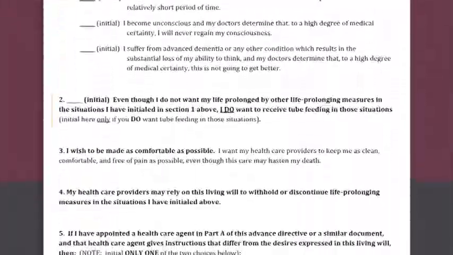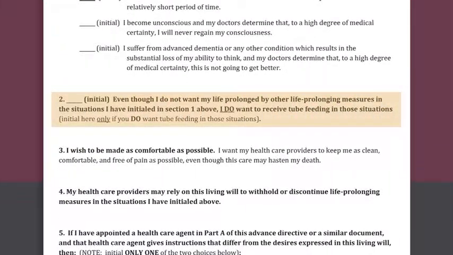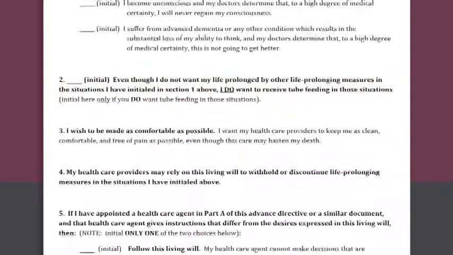In Section 2, you have the option to indicate your preference regarding artificial nutrition and hydration. Initial on this line if you do want tube feeding. If you do not want tube feeding, leave this section blank. If you think that you want artificial hydration and nutrition, even when they may not be curative, initial this section.